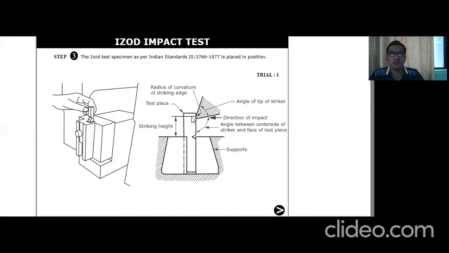This type of arrangement for the Izod test is a cantilever beam type of arrangement. In the case of the Charpy test, we observe a simply supported type of arrangement. So in the Izod test, we can see the cantilever beam type of arrangement, as you can observe, one end is fixed and the other end of the sample is free.